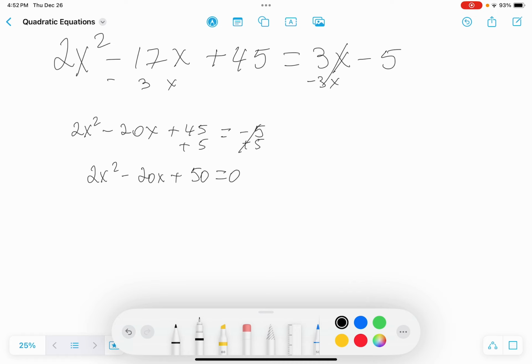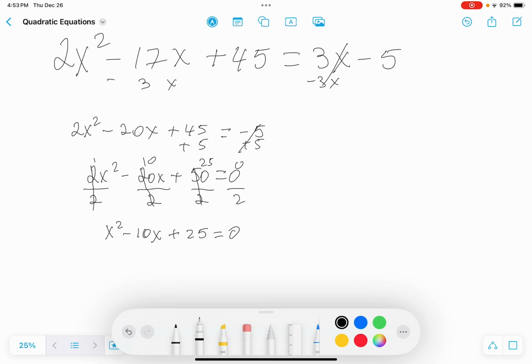I see now that 2x squared minus 20x plus 50 equals 0. I can see that all the terms of this equation can be divisible by 2. Let's divide every term by 2. 2 divided by 2 will be 1. 20 divided by 2 will be 10. 50 divided by 2 will be 25. 0 divided by 2 will be 0. I'll rewrite the quadratic equation one more time, which is x squared minus 10x plus 25 equals 0.